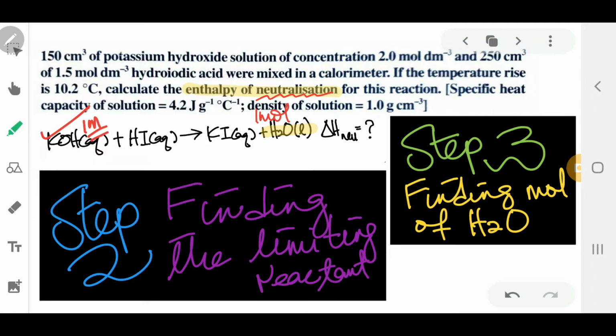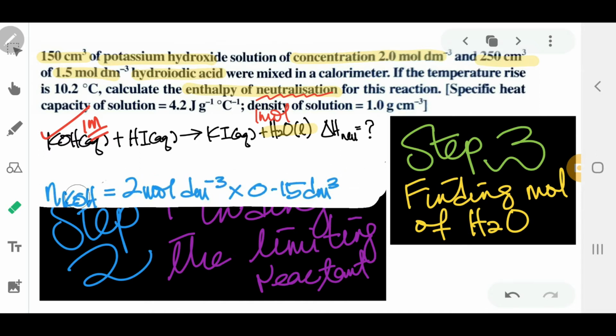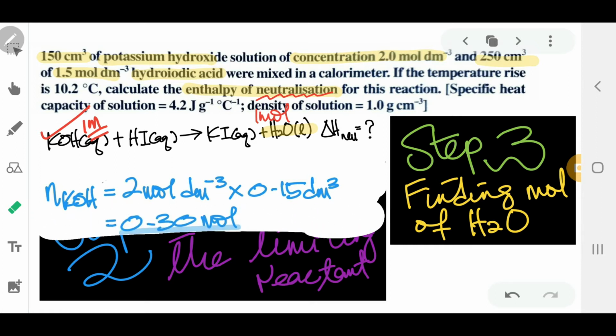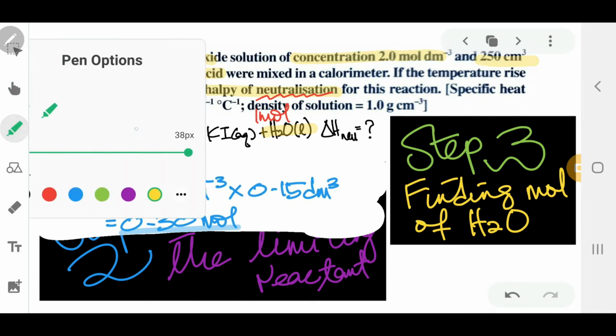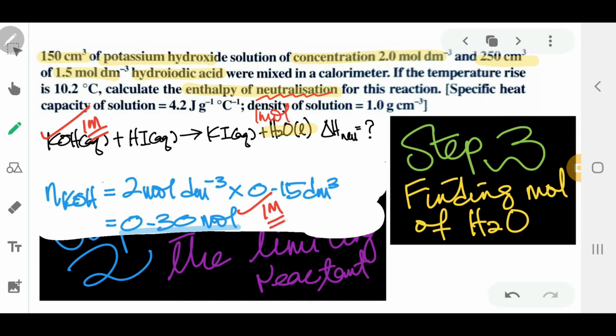And how are you going to do that? Since the question gives you the volume and concentration of your potassium hydroxide, and the volume and concentration of your hydroiodic acid, we can do a very simple calculation to find the number of moles. First, the number of moles of potassium hydroxide, KOH. You take the molarity of your KOH times the volume used. Remember, you need to change the volume into liters, because based on the molarity definition, the volume of solution must be in liters. In the question it is given in centimeter cubed, so you have to change that into liters first. Then you will get the number of moles for KOH, 0.30 mole. By writing that down correctly, you should be able to get another 1 mark.